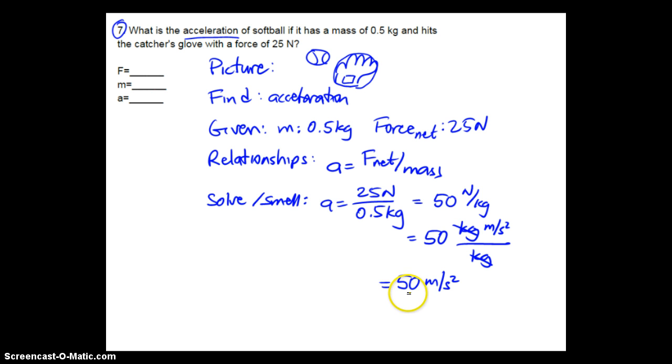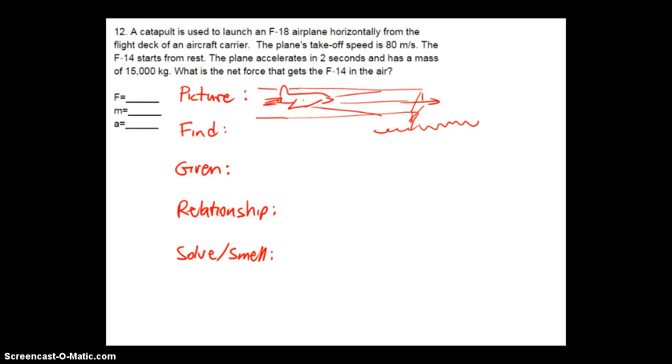Is that reasonable? Maybe a little bit long, but it does pass the smell test. Okay. This next problem is going to be a little more challenging, so let's take a look at it. A catapult is used a lot in an F-18 airplane horizontally from the flight deck of an aircraft carrier. Here's our aircraft carrier, here's our aircraft.